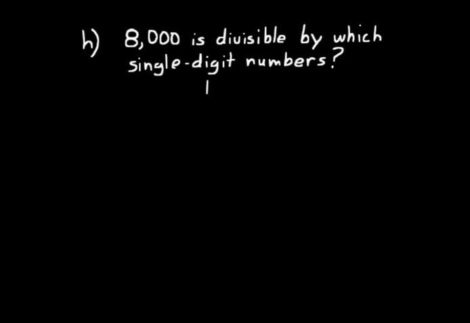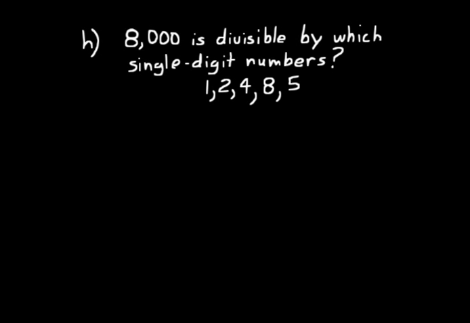Well, we know 1 is going to work, 2 since it's even, 4 since the last 2 digits there are zeros. 0 divided by 4 is 0, which is a whole number. 8 is going to work, not just because it's 8,000, but because the last 3 digits there are 0. 0 divided by 8 is 0. 5 will work. 10 would work too if we're just looking at our test for divisibility, but answer the question. It says divisible by which single digit numbers? So we don't have to worry about 10.